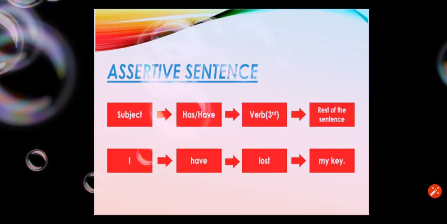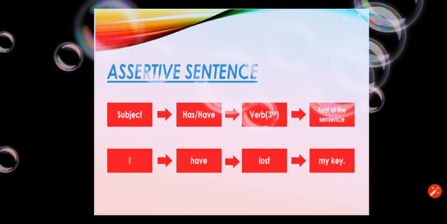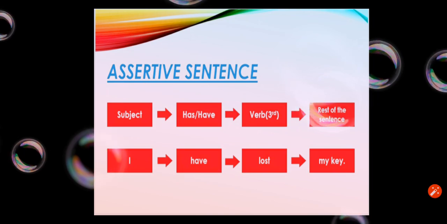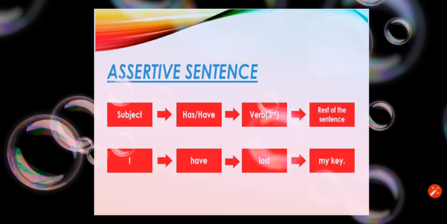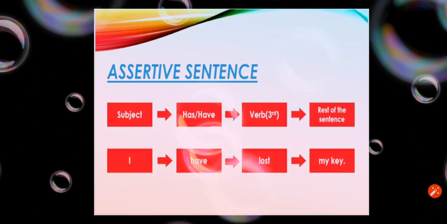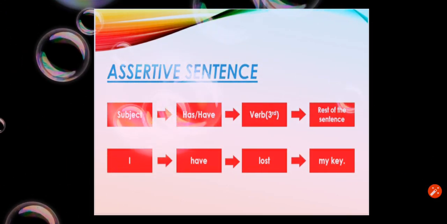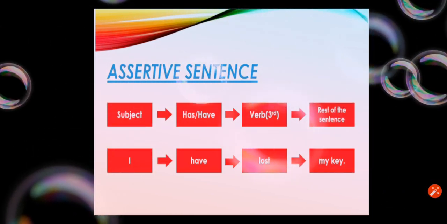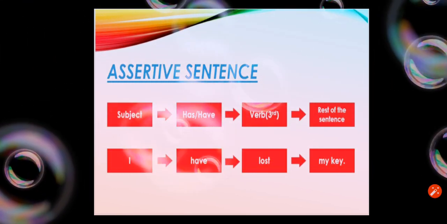Now we will discuss the assertive sentence. In an assertive sentence, the subject comes first, then has or have, then the verb's third form, and then the rest of the sentence. In the given example, I is the subject, and we use have or has according to the subject. If our subject is plural, we use have, and if our subject is singular, we use has. Then the verb's third form, and then the rest of the sentence.